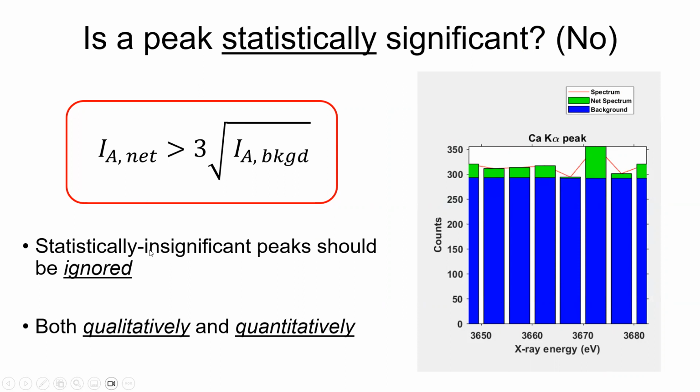So the point of this is that if you have a peak like this, you should actually ignore it, both in a qualitative and also a quantitative sense. So you can't put something like this in your quant to try and figure out how much of element X I have, because you don't have statistical significance.